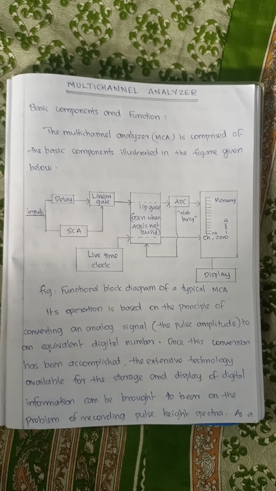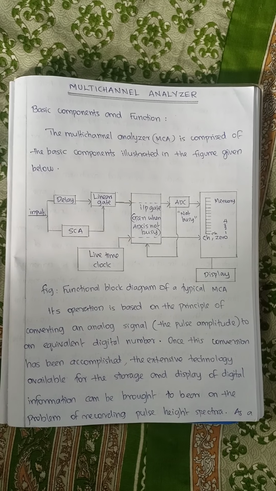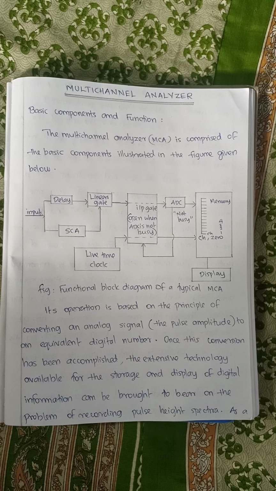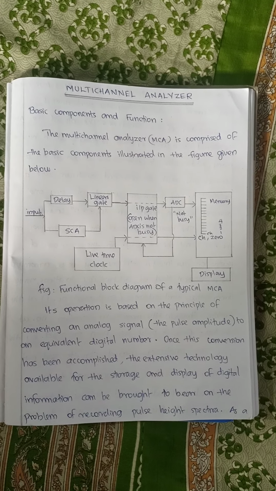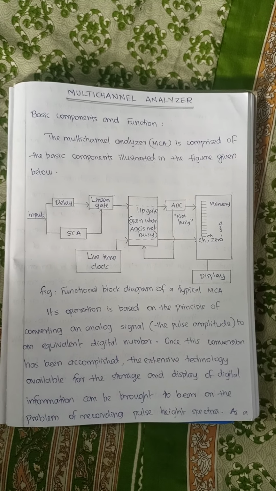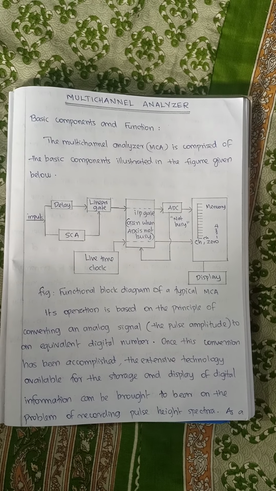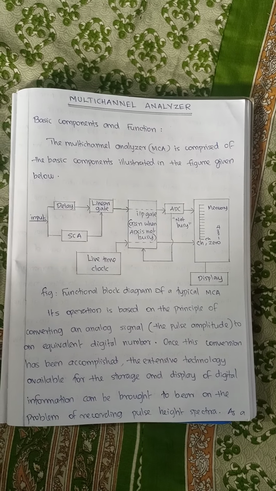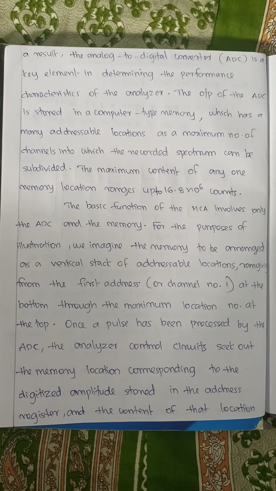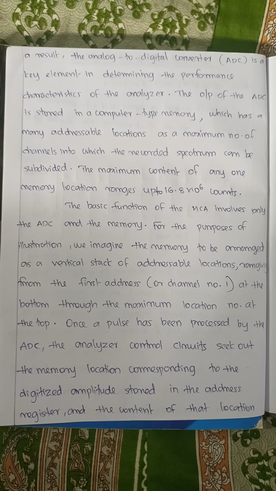The multi-channel analyzer is comprised of the basic components illustrated in the figure given below. Its operation is based on the principle of converting an analog signal, that is the pulse amplitude, to an equivalent digital number. Once this conversion has been accomplished, the extensive technology available for the storage and display of digital information can be brought to bear on the problem of recording pulse height spectra. As a result, the analog to digital converter is a key element in determining the performance characteristics of the analyzer.